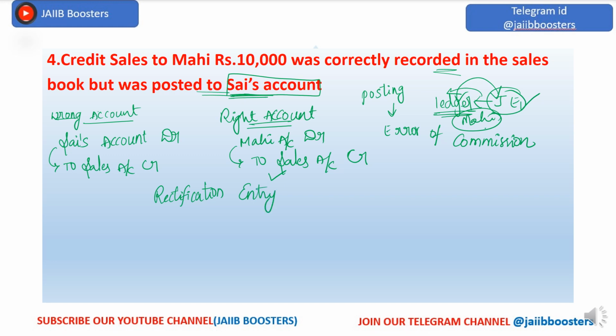What would be the rectification entry? In this case, we have to rectify from Mahi's account. To whose account have we done it here? Size account, right? So here Mahi's account is debit and the size account is credit. From Mahi's account we have to debit and to size account. This is the rectification entry.